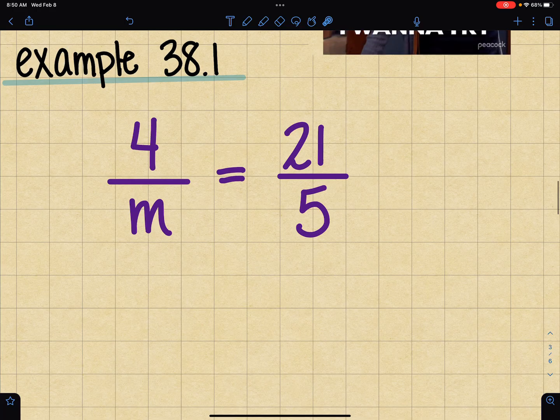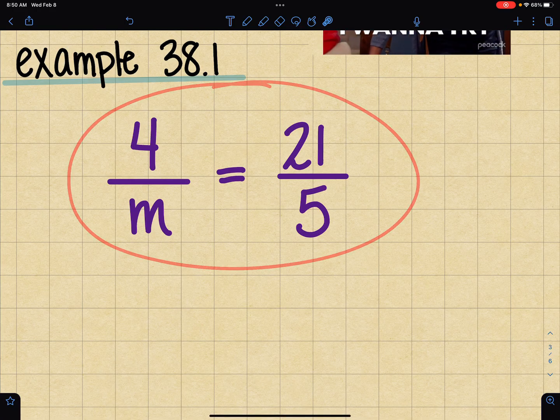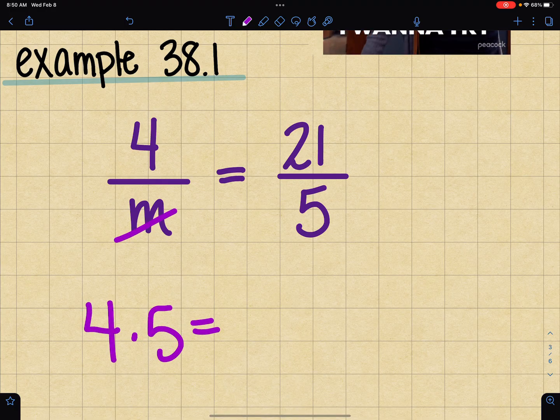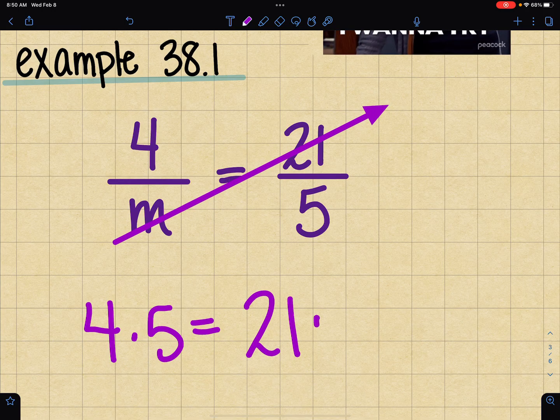Okay, so let's do example 38.1. We've got a proportion like this. It's written the way I like it, just because it makes it easier to visualize the cross products. On one side, we have 4 times 5. So I'm going to write 4 times 5 is equal to, and the other side is going to be m times 21. I like to write 21m.